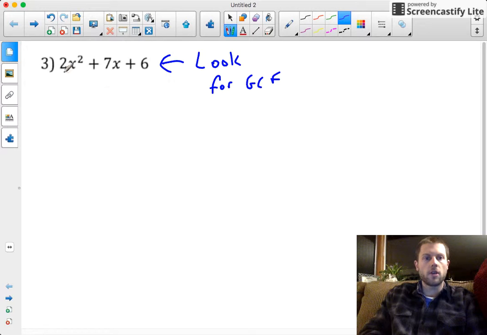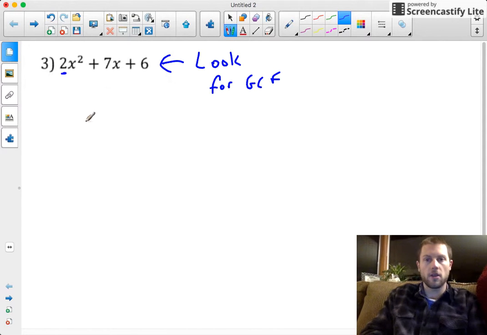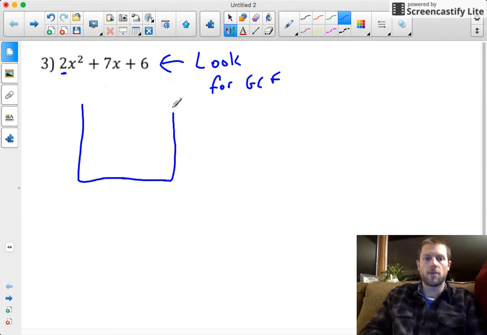So first off, let's see, I've seen a 2 here, so I'm thinking maybe there's a GCF of 2, but it looks like I can't take a 2 out of this. So this is kind of making things a little bit difficult for me. When I have an a value that's greater than 1 and I can't take out a GCF, this is a good time to go to our trusty box method.